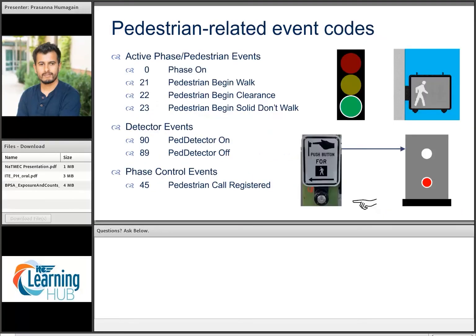So once a pedestrian push button is pressed, the call is registered. But if the push button is pressed multiple times, only the detections will get registered, but not the calls.